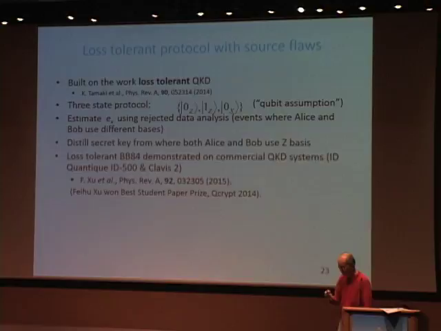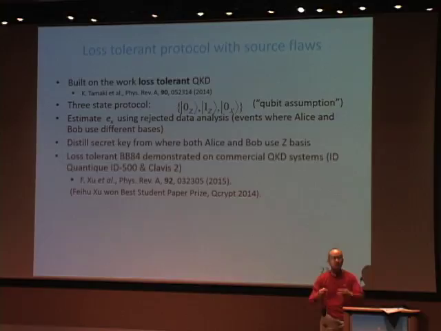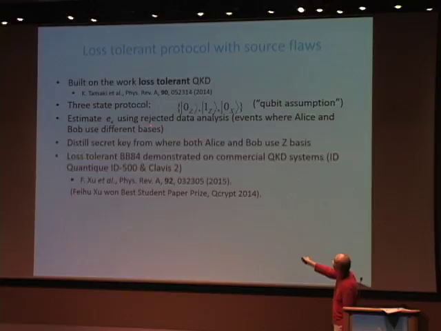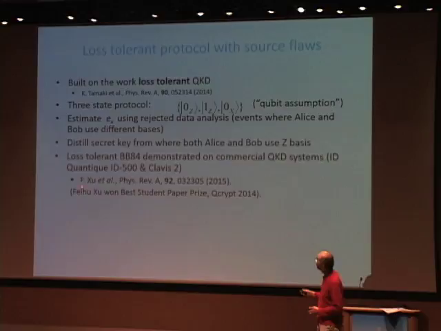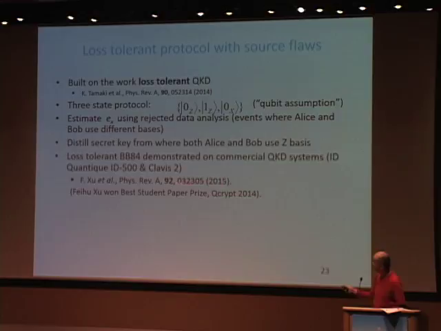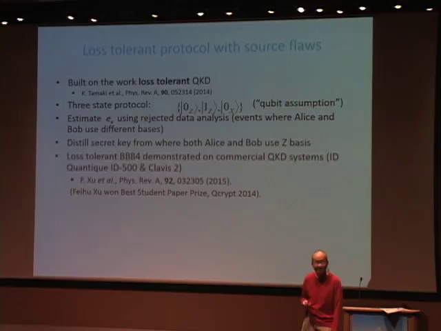If you assume this, and then you do this careful analysis, you estimate the phase error by using rejected data analysis. So you use the events where Alice and Bob are using really different bases. You don't throw them away, you keep them, as has been proposed, since they might be useful. With that in mind, you can distill a key between Alice and Bob using the Z basis. And we have done the demonstration with commercial QKD systems. In fact, my former student, Feihu, did the demonstration, and it's published there, and he actually won the best student paper prize in this conference two years ago. So I hope people know these results.